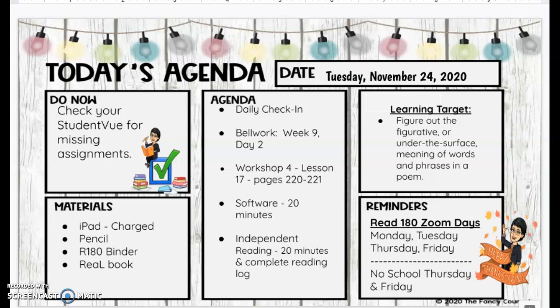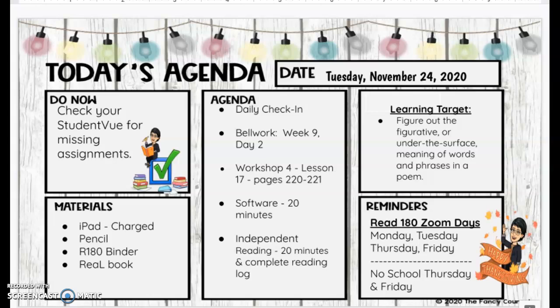Now, today you'll need a pencil, your binder, and your real book. You'll do the daily check-in, the bell work, week 9, day 2, and then we're going to be working out of pages 220, 221. Then the second part of the class, which is after we get done with our Zoom meeting, or if you're listening to this, you'll complete 20 minutes of software and independent reading for 20 minutes. Now, your learning target for today is figuring out the figurative or under the surface meaning of words and phrases in a poem.